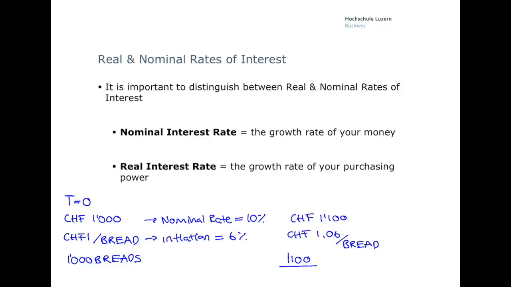Now, how many breads can you buy at t equals 1? So you have 1,100 on your bank account. One bread costs about 1.06, so that results in about 1,038 breads. Now, as a next step, you compare the 1,038 divided by 1,000. So that means you could buy 1.038 breads compared to one bread initially, which is equal to 3.8% real interest rate or purchasing power.